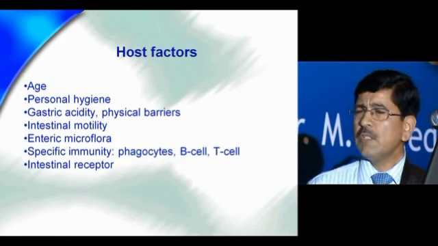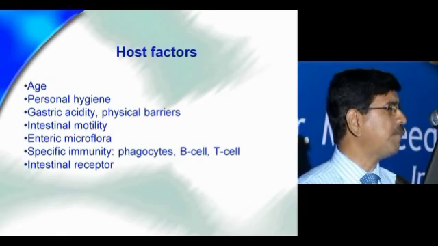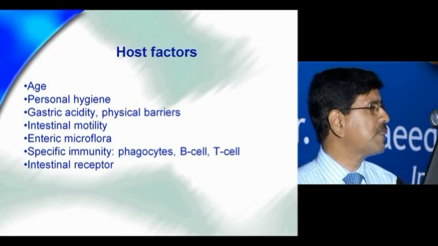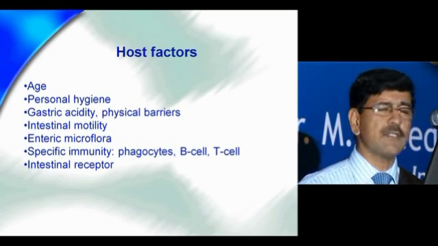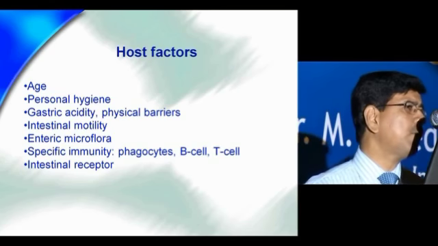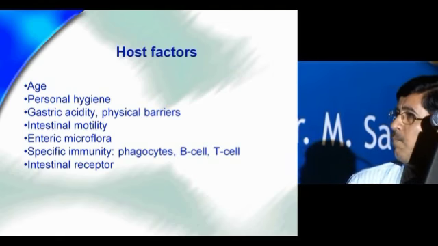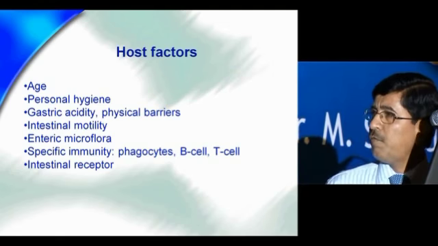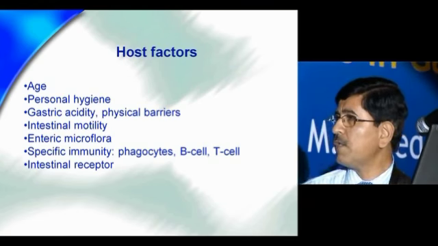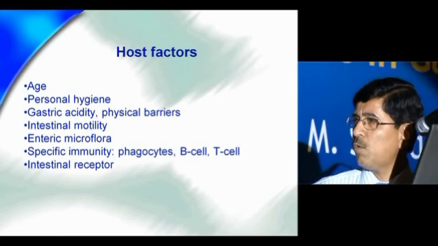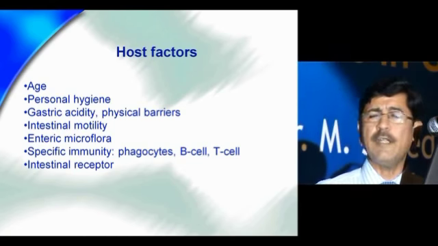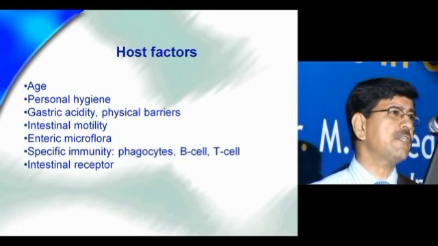Some people also claim that gastric acidity is a good barrier against the invasion of the organism and its passing on to the small intestine. Intestinal motility also sometimes plays a role in the development of infection. The microflora present in our gut also play a role in resisting the infection. There is also specific immunity provided in our intestine with the help of phagocytes, immune cells, B cells and T cells, and certain receptors found in the intestine for certain organisms.